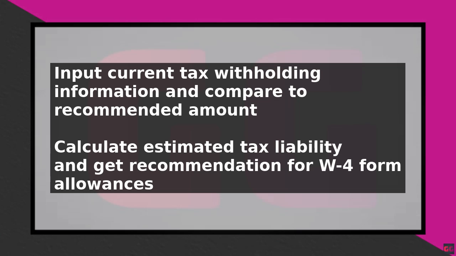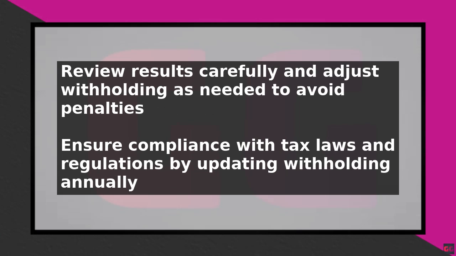To get the most accurate results, make sure you have the following information available: your most recent pay stub, your last year's tax return, and any other relevant tax documents. It is also a good idea to review and update your withholding at least once a year, or whenever your income or family situation changes.